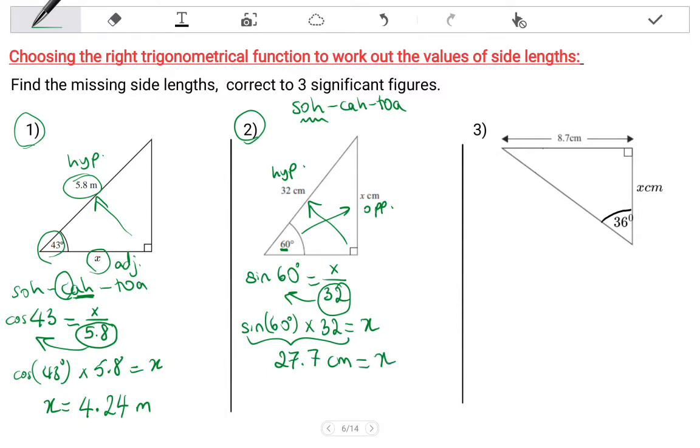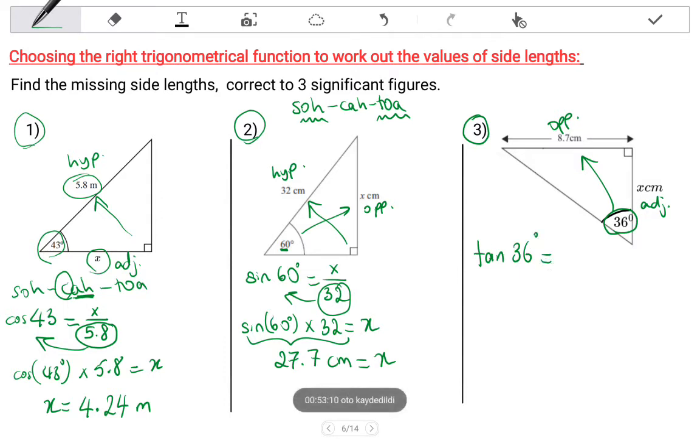Okay, so let's continue with question 3. Again, a right angle triangle. An angle is given. The opposite side we know, 8.7 centimeters, and the adjacent side, which is x, is to be found. So I am going to use opposite and adjacent in tangent. So tangent 36 degrees equals opposite over adjacent, which is 8.7 over x.